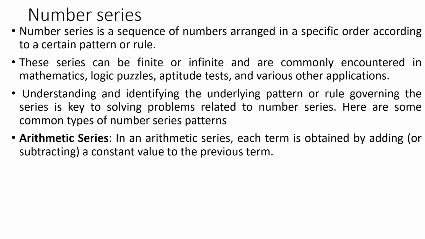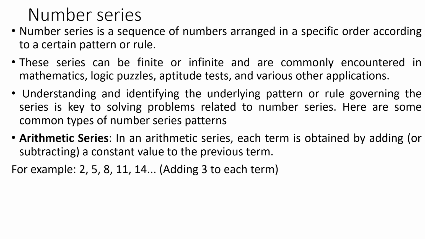Arithmetic series. In an arithmetic series, each term is obtained by adding or subtracting a constant value to the previous term. So the difference between consecutive terms will be constant for the series. For example, 2, 5, 8, 11, 14. If you see, the difference between two consecutive terms is 3. So the series is obtained by adding 3 to each of the terms. So 2 plus 3 is 5, 5 plus 3 is 8, like that.